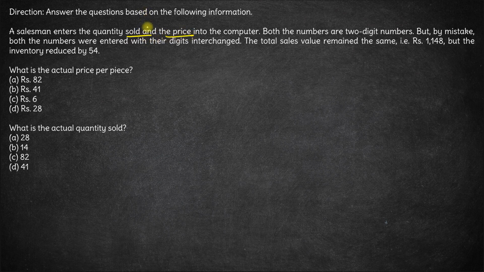Okay, this is what we are entering. So both are two-digit numbers. So let's say the actual values for quantity and price are AB and CD. And what about the entered quantities? Entered quantities will be BA and DC, reverse, right? They are entered with their digits interchanged.